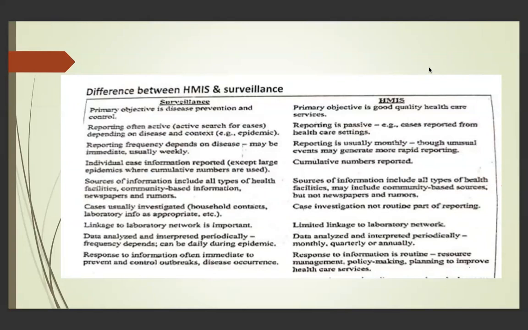When we talk about surveillance, the primary objective is basically to control the diseases. And when we talk about the HMIS, good quality healthcare is the main objective. Reporting must be active in surveillance. And when we talk about HMIS, reporting is passive. In surveillance, the reporting frequency depends on the disease, maybe immediate or maybe weekly.